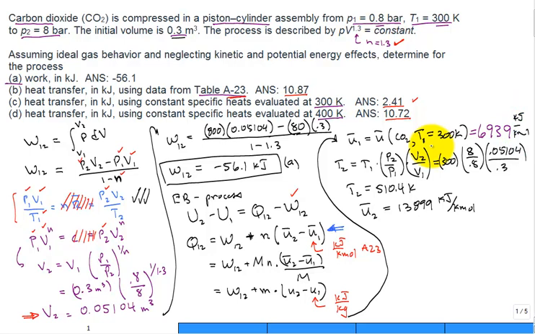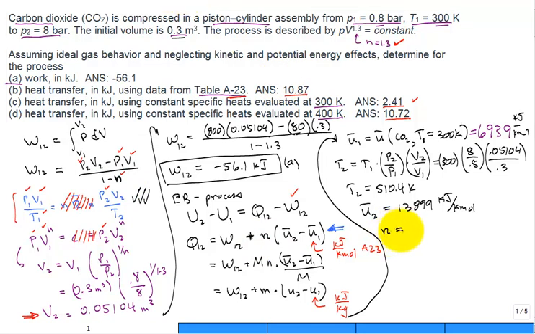So we have both U bar 1 and U bar 2, and the only thing we need is the number of moles. Again, I apologize that this N is used for the number of moles, and then this N is used for the polytropic exponent. But that's just what it is in engineering. Sometimes we recycle them. So how do I find the number of moles?